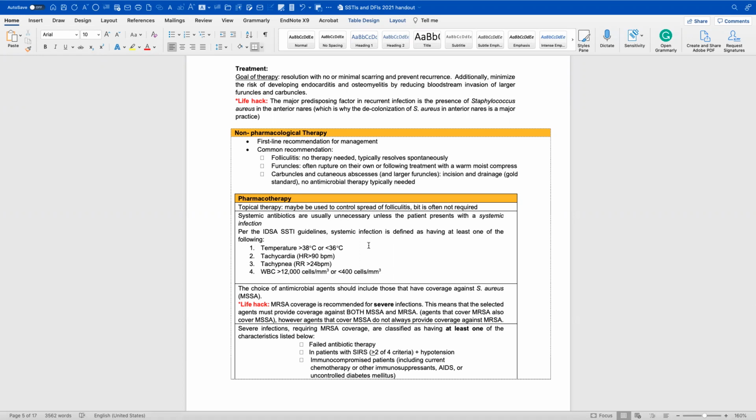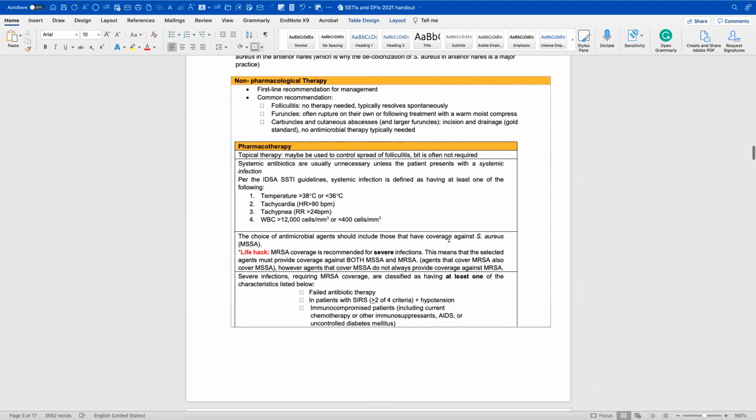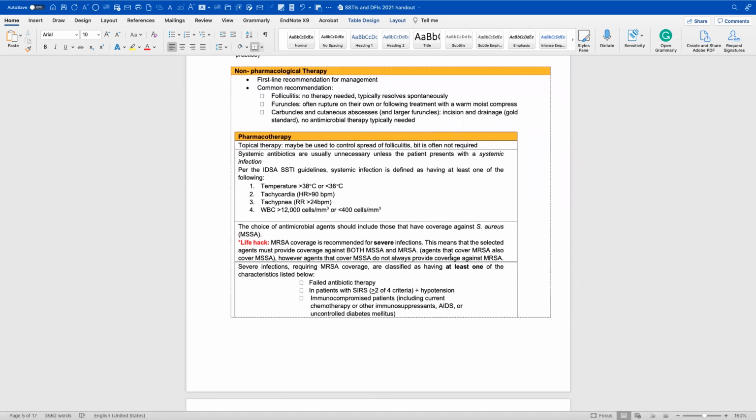What I mean by that is that it doesn't necessarily need to be IV, but you want to make sure that you use more than topical therapy, right? You want to use antibiotics that will be bioavailable, that will distribute via our ADME system, right? So the choice of antimicrobial agents should include those that have coverage against Staph aureus.